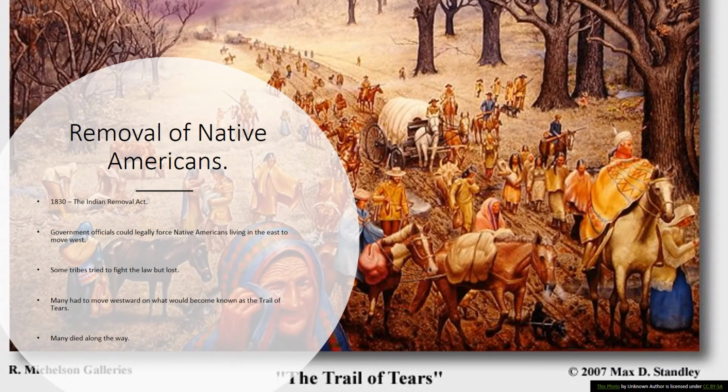One of the things that the government is going to do is remove Native Americans. So in 1830, we have the Indian Removal Act. Government officials could legally force Native Americans living in the East to move west. Some tribes tried to fight the law, but they lost, and many had to move westward to other areas, even though they had lived on this land for hundreds of years prior to any white Americans. They had to move west on what would become known as the Trail of Tears. This is a depiction of it here. And unfortunately, many of them also died along the way.